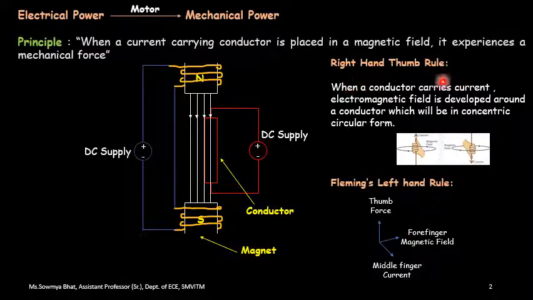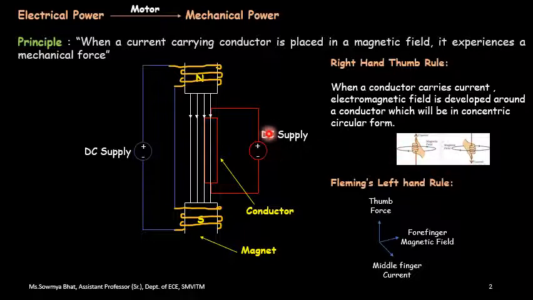From the right hand thumb rule we have this statement: whenever a conductor carries a current, a magnetic field is developed around the conductor, which will be in concentric circular form. If you see these two diagrams, you are going to consider your right hand and position it in this manner, wherein your thumb is going to show the direction of the current, whereas the curls of your other four fingers determine the direction of the magnetic field.